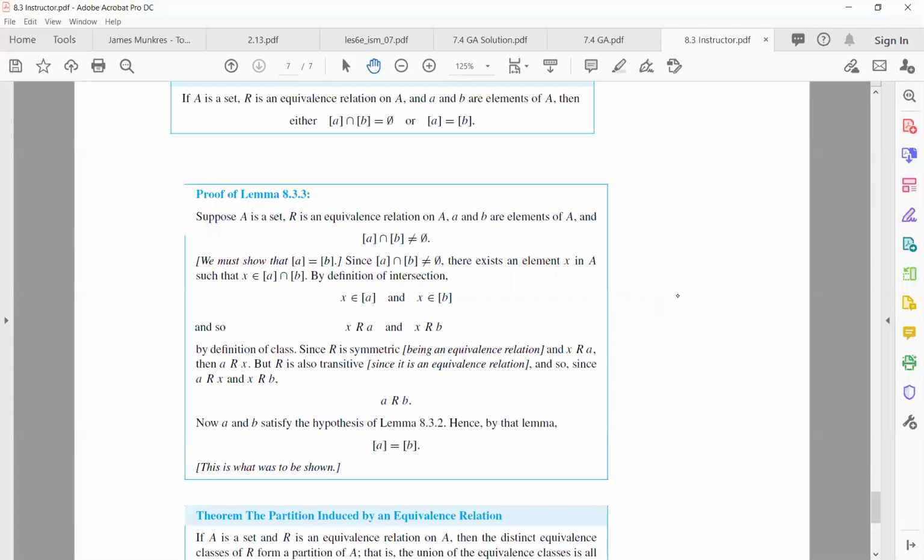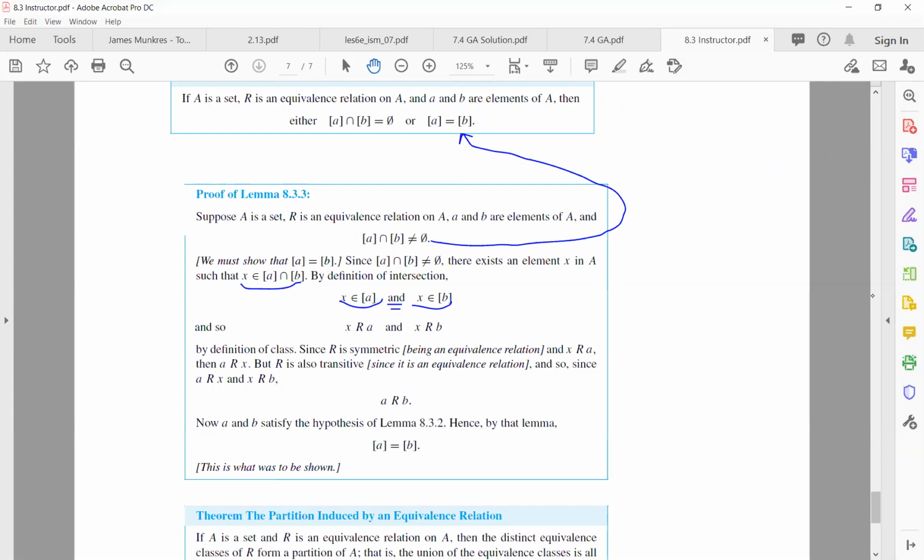Suppose A is a set and R is an equivalence relation on A. A and B are two elements in A. Suppose the intersection is not empty. Our goal is to show that they must be equal to each other. When the intersection is not empty, it means that you can find at least one element x which belongs to the intersection. So x is in the first set, and x belongs to the second set. Using the definition of equivalence classes, x is in relation with A, also x is in relation with B.